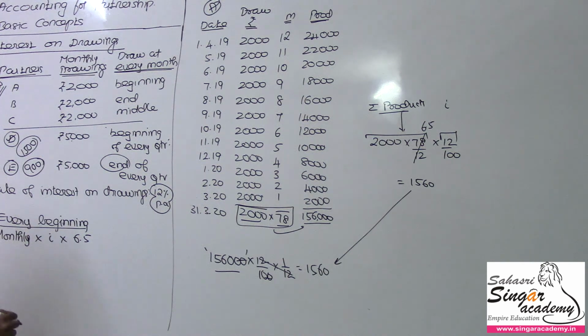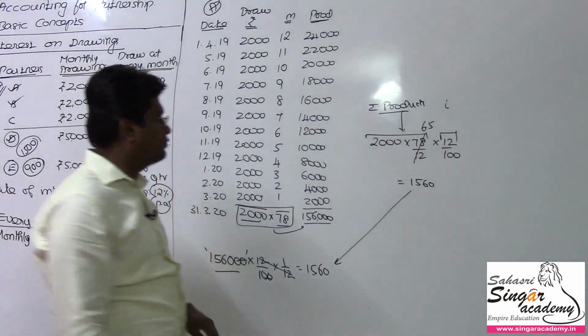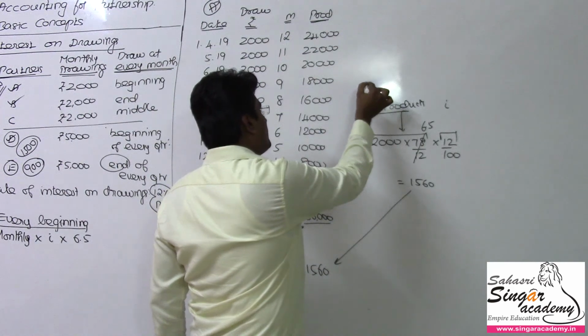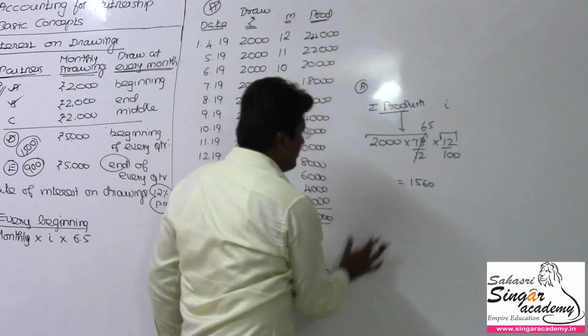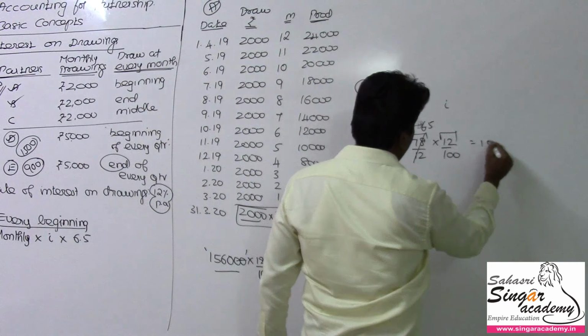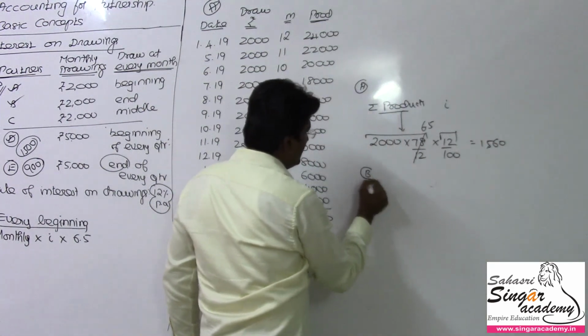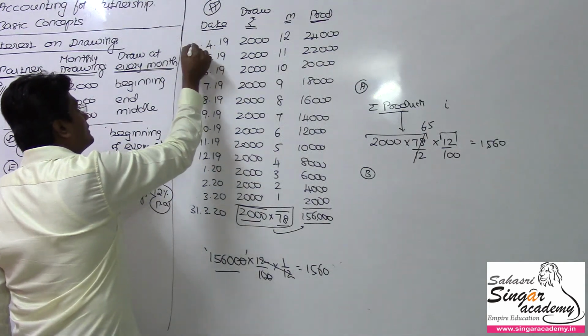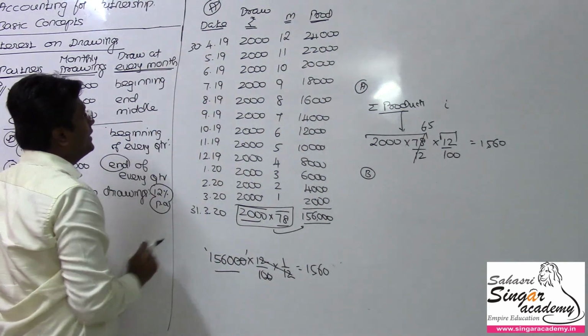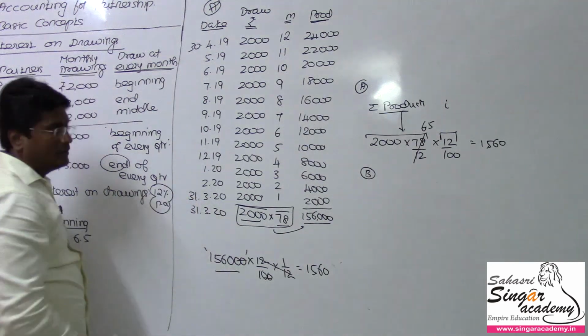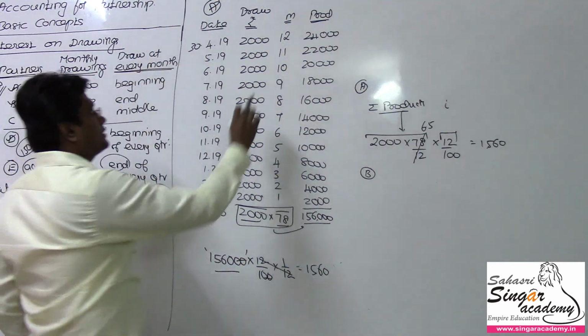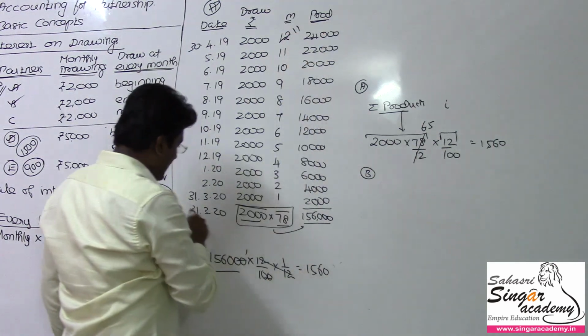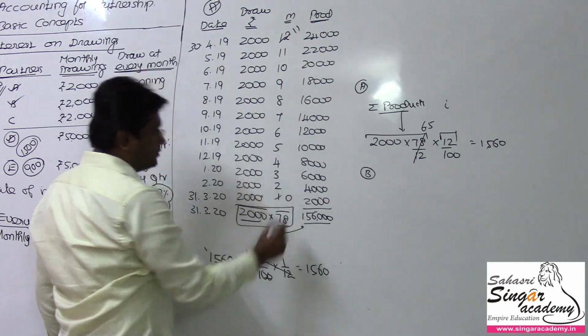So we have calculated for A. Now I am going to calculate for B. B draws every month end. In the case of B, he draws every month end, not the first. From this date to this date, it's not 12, it is 11. And here the last one is not 1, it's 0.